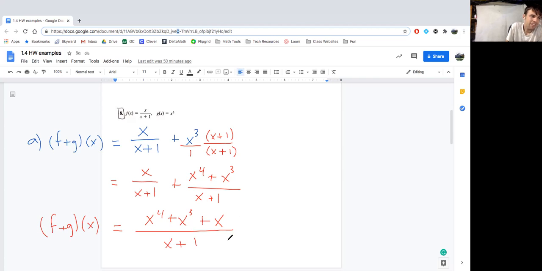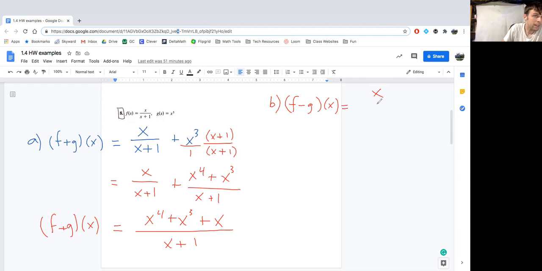Not a lot nicer or simpler than just what we had up here in the blue, so do you really need to do it? Maybe, maybe not. It just depends on what we want to do with this after the fact. All right, the next one, subtracting these 2 functions, f minus g of x.